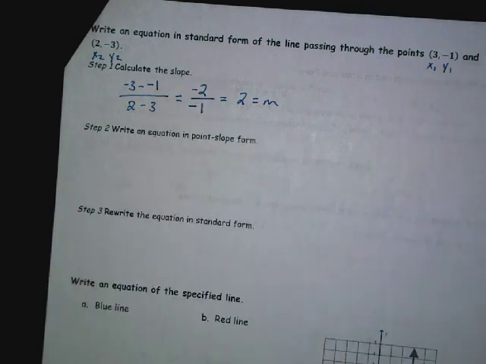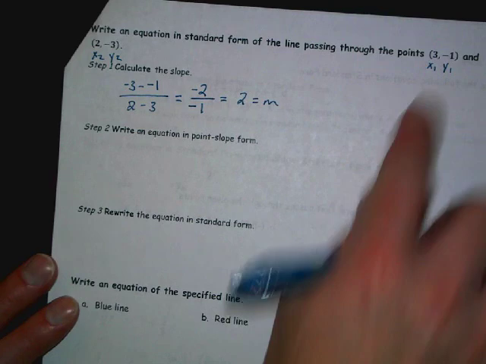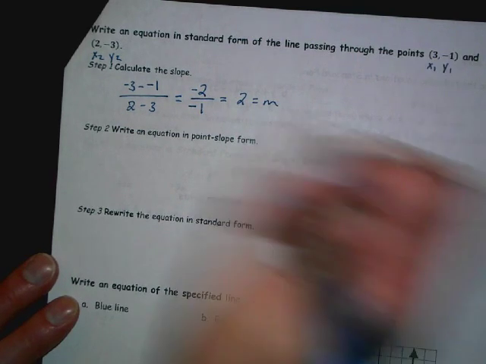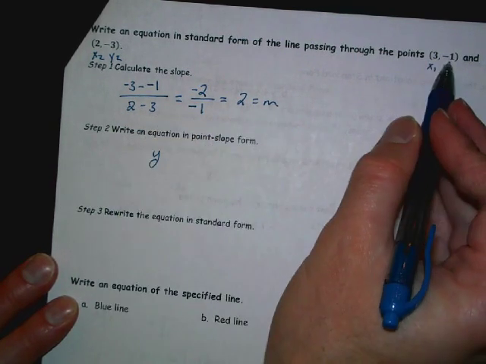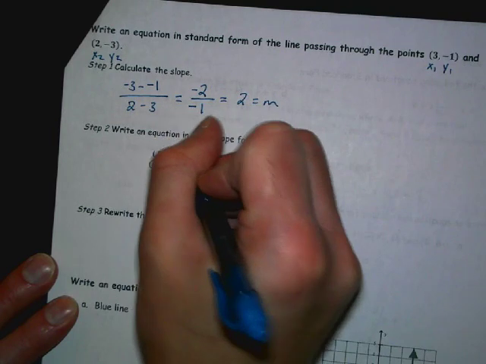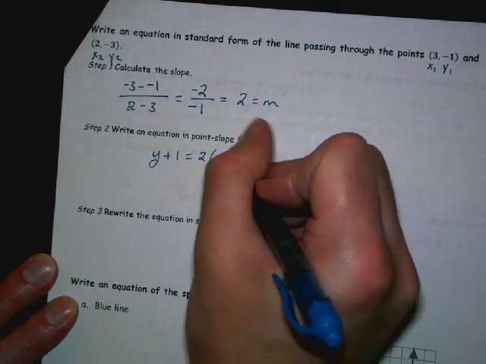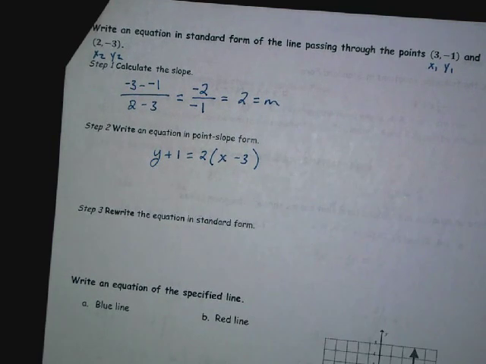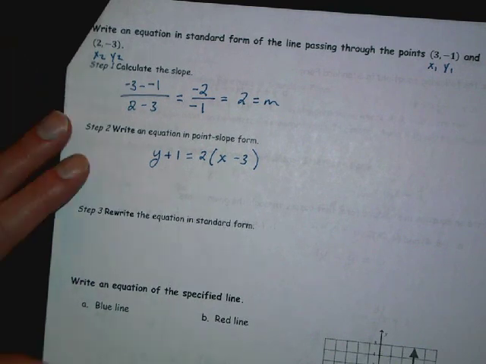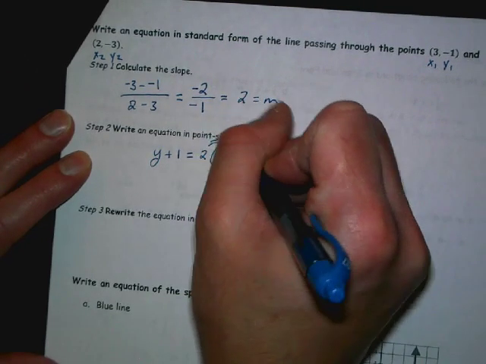Okay, step 2, write it in point slope form. We don't have the option here of writing it in slope intercept because we don't know the y-intercept. We just know 2 points. Either point will work. Okay, I'm going to use the point 3, negative 1. So I'd have y plus 1 equals our slope of 2, and then x minus 3. Okay, so step 2 is done.